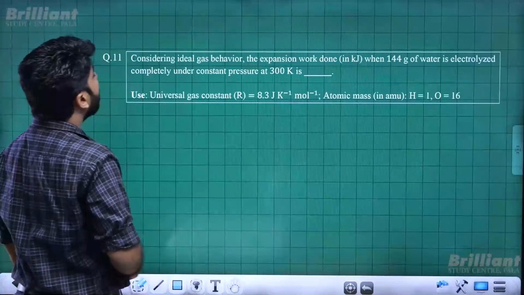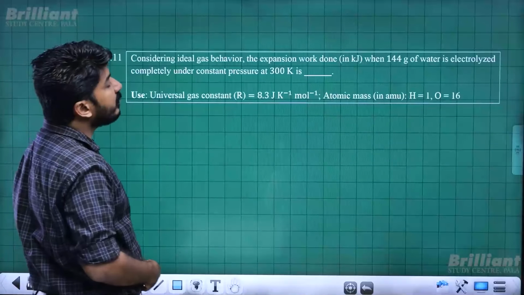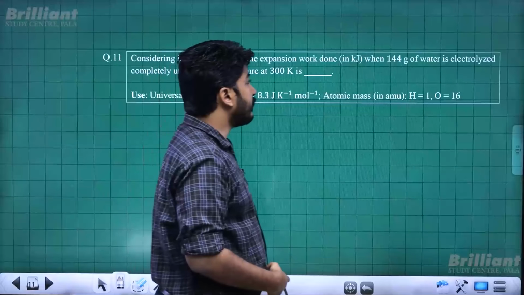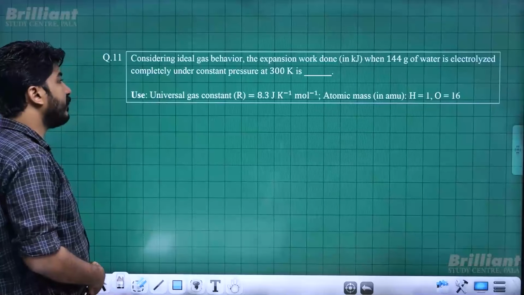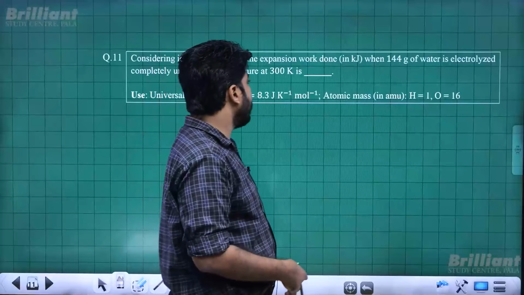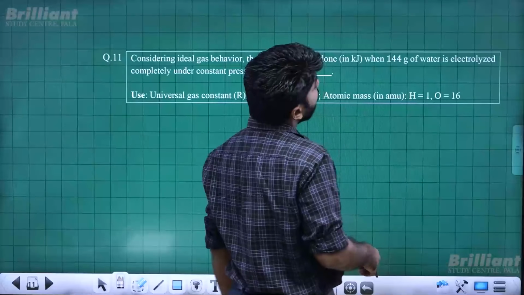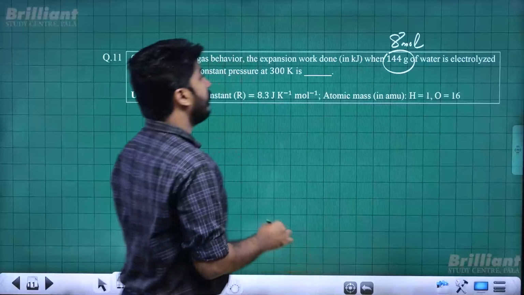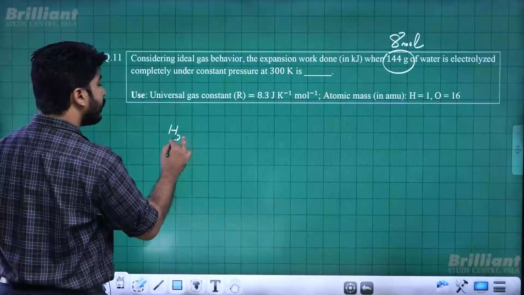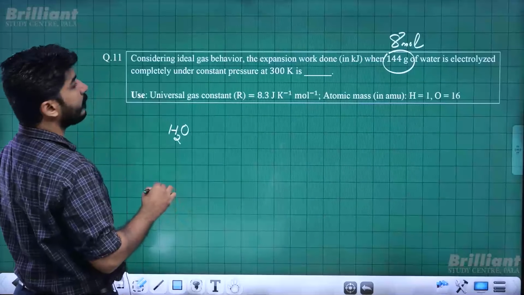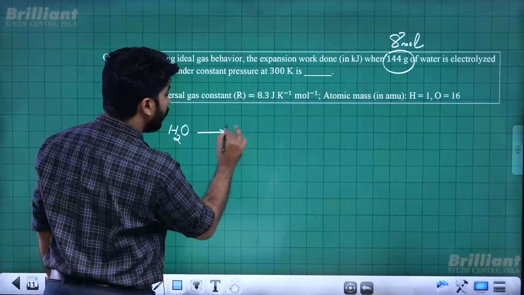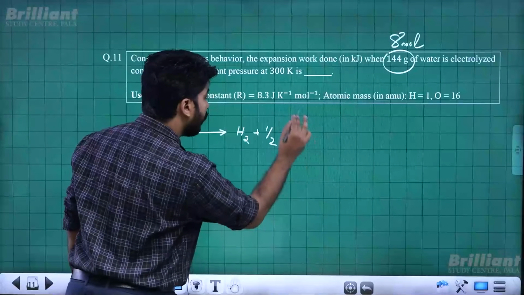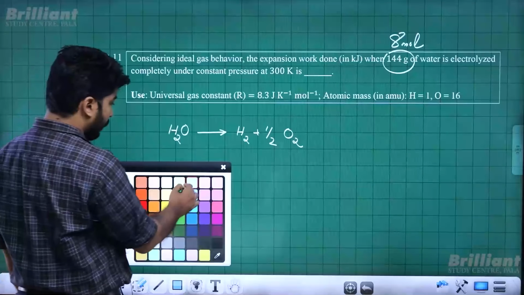Okay. Considering ideal gas behavior, the expansion work done in kilojoules when 144 grams of water is electrolyzed completely under constant pressure at 300 Kelvin is. So 144 gram is 8 moles of H2O. Let's write the balanced chemical equation for electrolysis of water. H2O dissociates to H2 plus half O2. So it's a balanced equation for electrolysis of H2O.